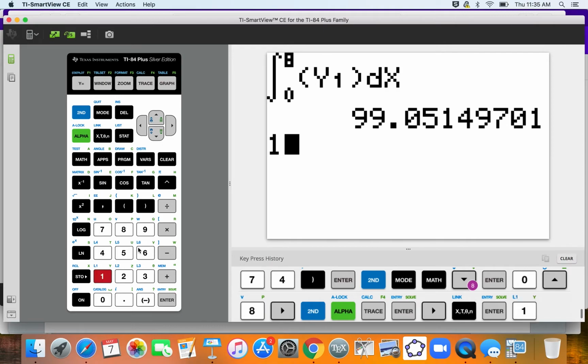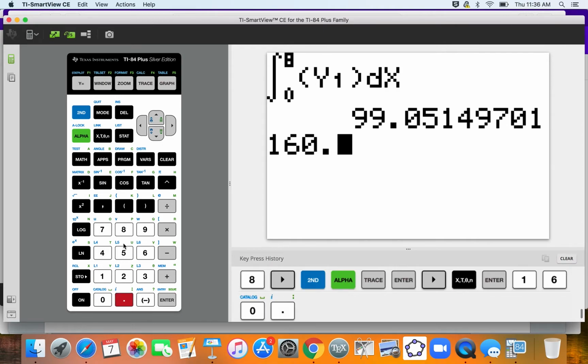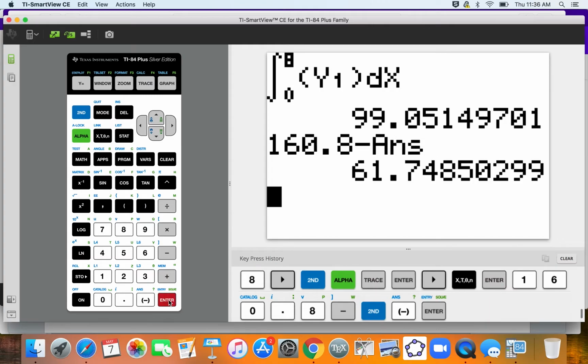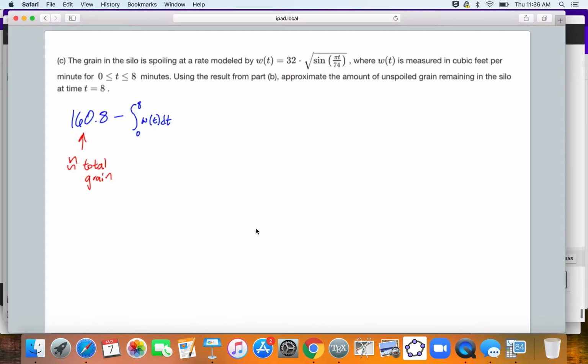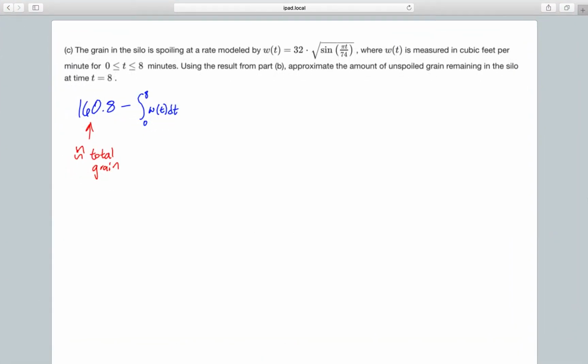Okay, and then remember we wanted to do 160.8 minus that. And so that's approximately the amount of unspoiled grain. So 61. I'm going to say approximately equal to 61.749 cubic feet.